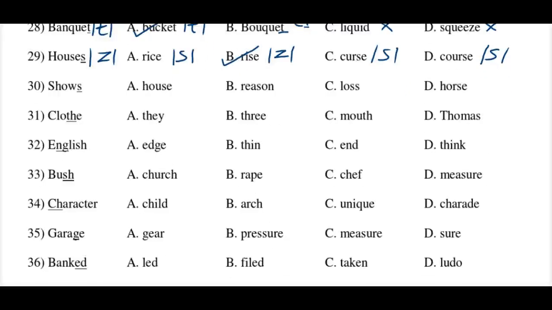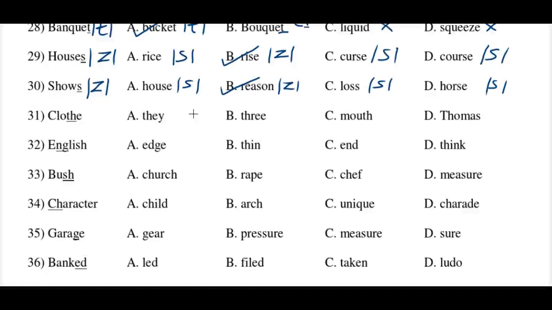30. Shows. The underlying consonant is Z. And option A, we have house. Option B, we have reason. Z. Option C, we have loss. And option D, we have horse. So the correct answer is option B, reason.